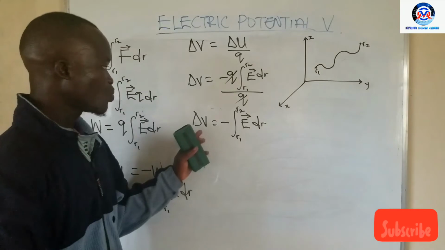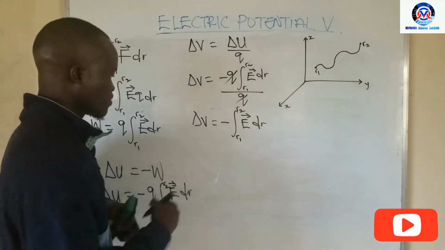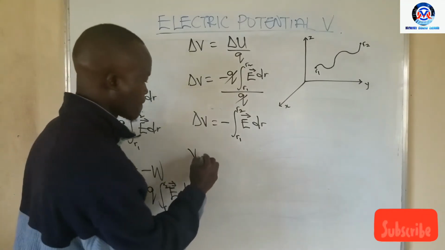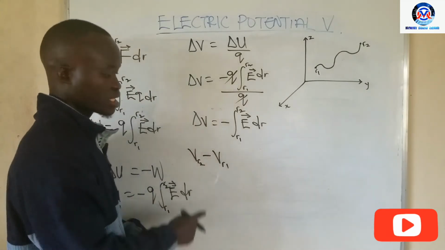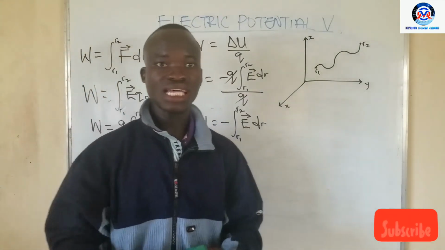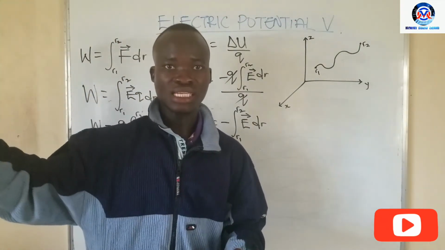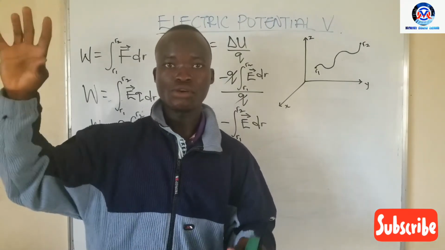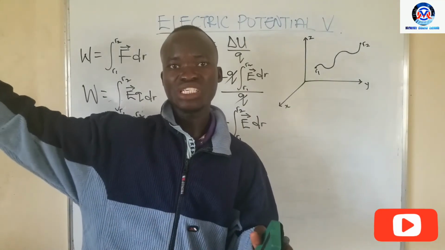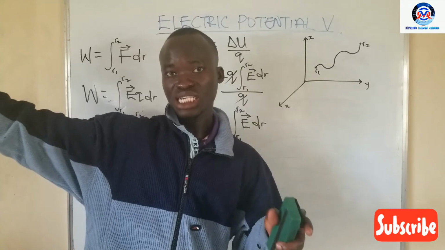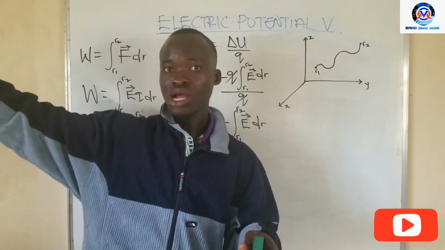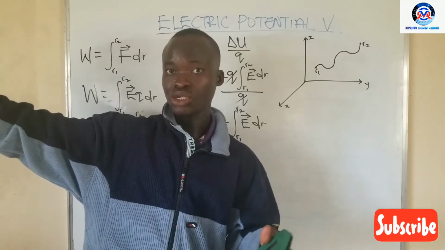So now we know that the change in V simply means the potential at point R2 minus the potential at point R1, that is the final potential minus the initial potential. Let's assume that we start the initial potential from a point that is infinitely far from the charge that is creating the electric potential. The potential at that point will be zero.